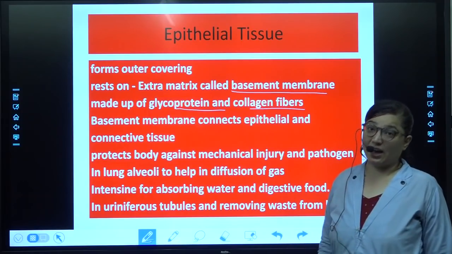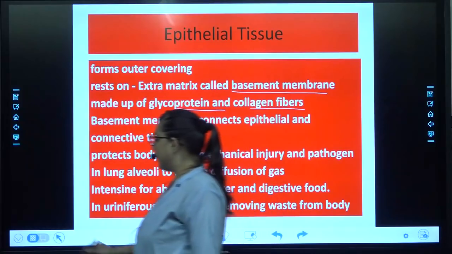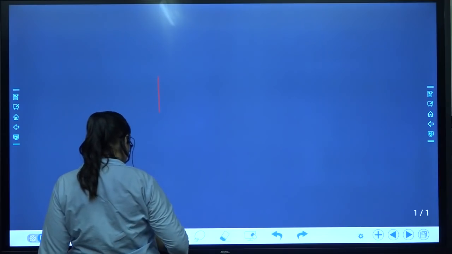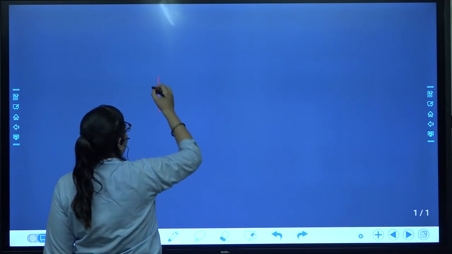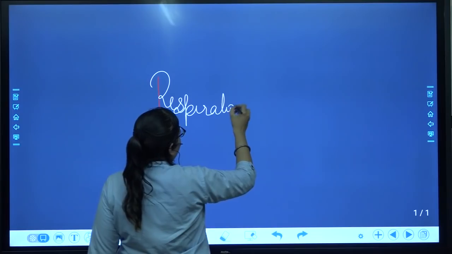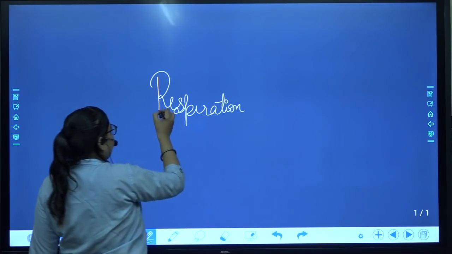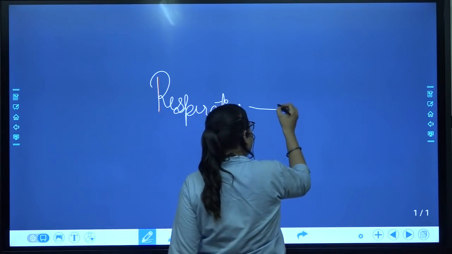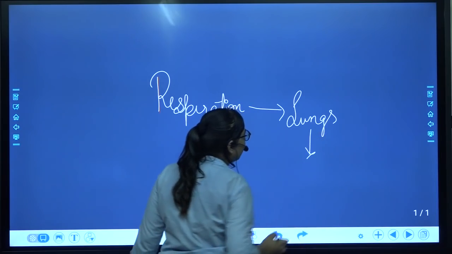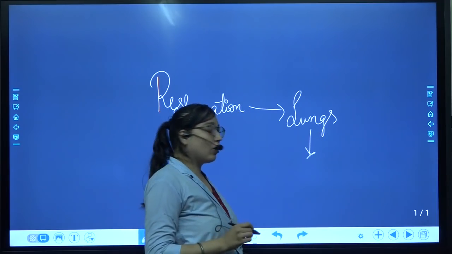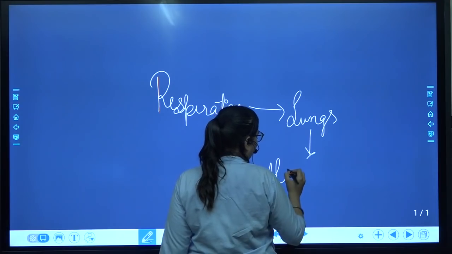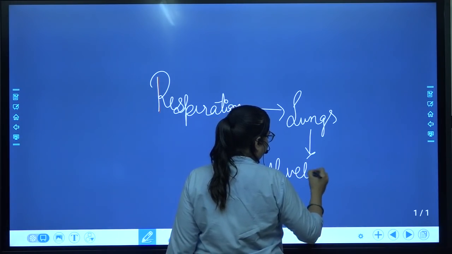It is present in the lung alveoli. Once again, let me explain what the lung alveoli are. I hope you remember we talked about respiration. At that time we discussed that human beings generally have two lungs, and the lungs get divided into two bronchi. The bronchi get divided into many bronchioles, and the terminating part of any bronchiole is the alveoli.